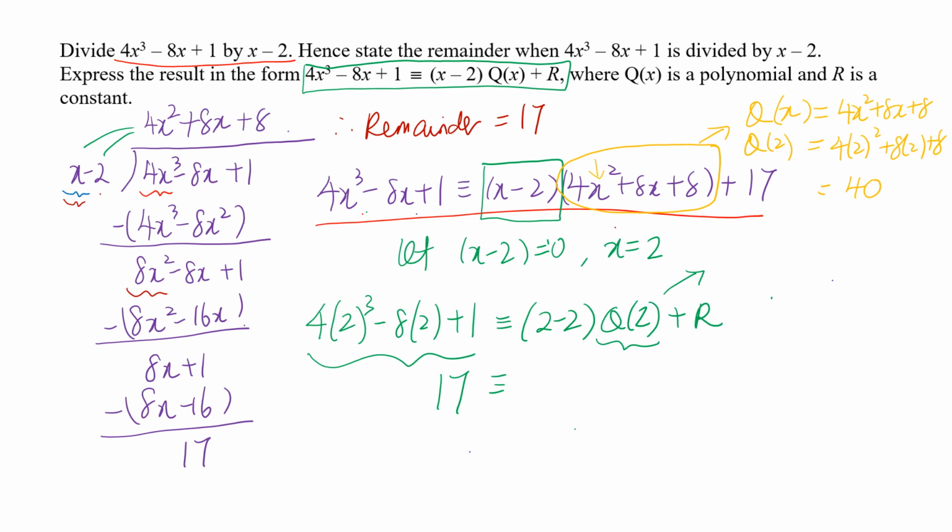But it doesn't matter here. We don't need to evaluate q of bracket 2. I'm just trying to explain to you what q of bracket 2 means. It does not mean q times 2. It does not mean that.